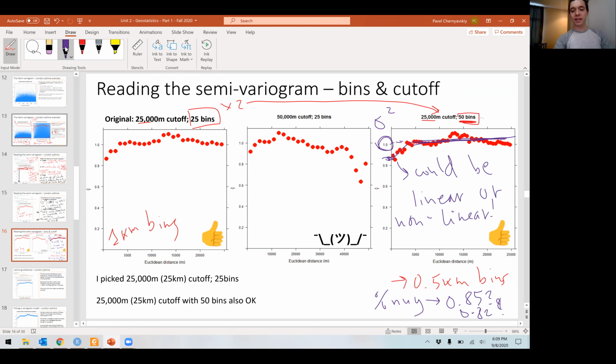I'm no longer convinced it's 0.8. So the amount of spatial variability has dropped when we are getting a more precise reading near the origin with 50 bins.